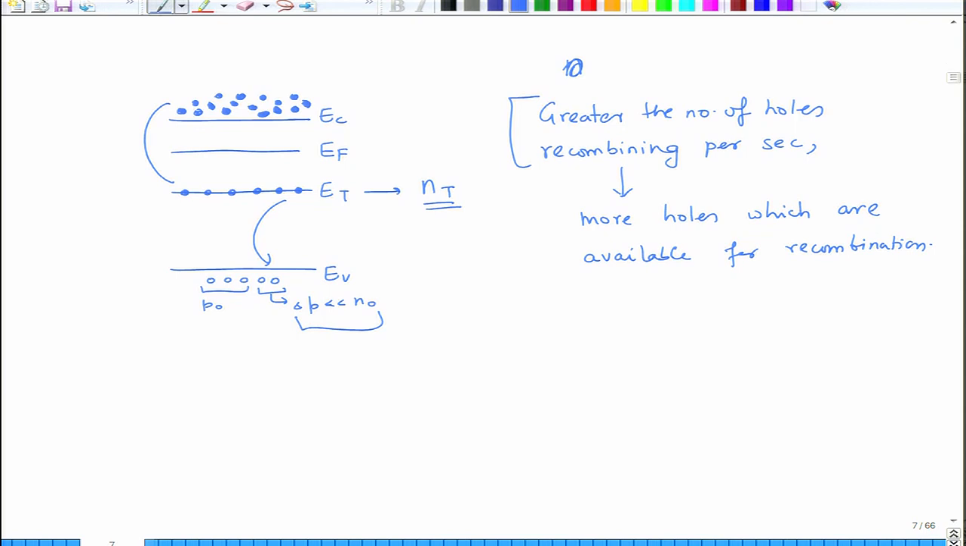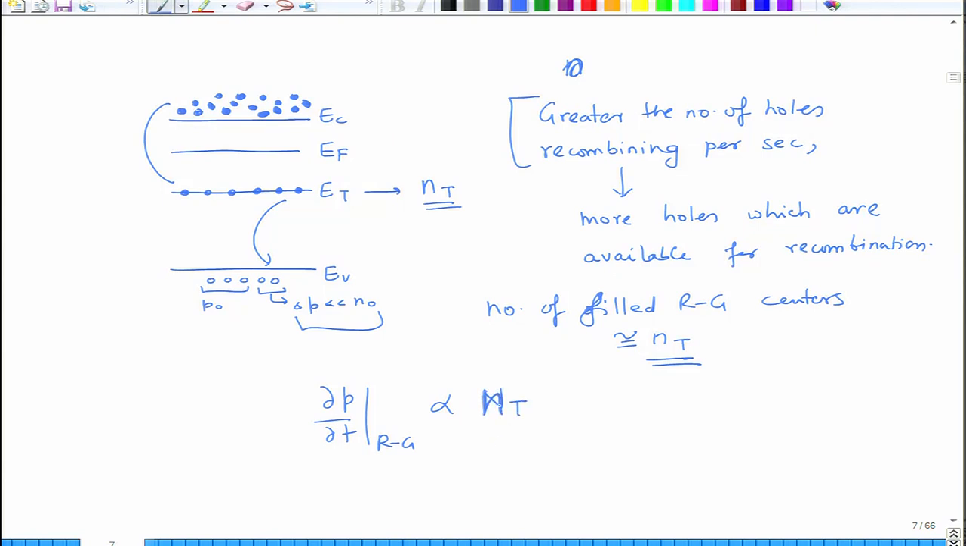So, you can say that the number of filled RG centers is approximately equal to small nt, these are the electronic trap centers, and we expect this rate of change of del P by del T Rg to be approximately proportional to small nt, not capital Nt, because whatever the electrons are here, they are the ones which recombine. So, if you do not have electrons here, there will be nothing to recombine. Depending upon the number of traps, your recombination rate will proceed. You are not saying that all of them will recombine, but it is proportional to the number. If you have more holes, more electrons will be jumping. So, in some sense the rate of holes recombining is proportional to the number of electrons which are available at the trap level.